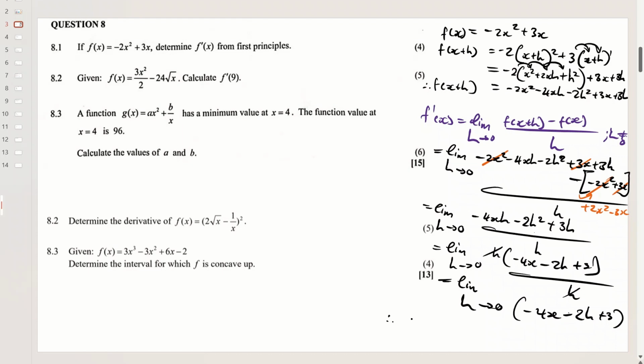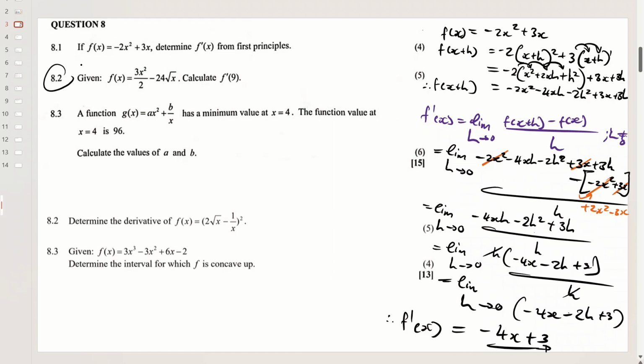So you say, therefore, the derivative using the first principle is just negative 4x plus 3. Why negative 4x plus 3? Remember, when you substitute 0 here, this becomes 0. You have 0 plus 3, that's 3. And then 3 plus that, you have negative 4x plus 3. And that will be it using the first principle. And when you use the basic rules, guys, you have to come back to the same thing.